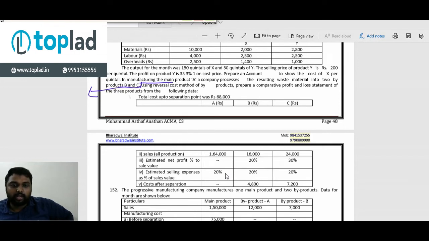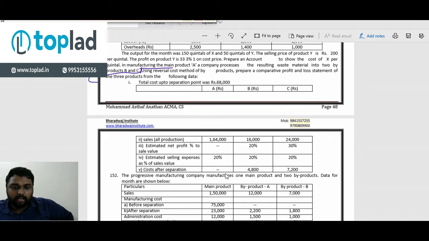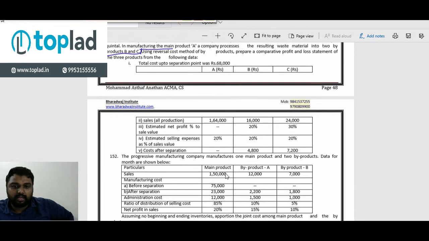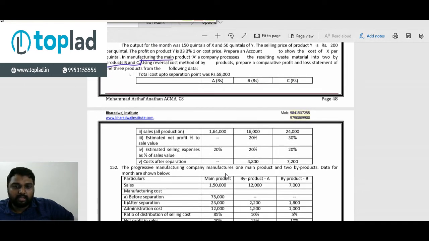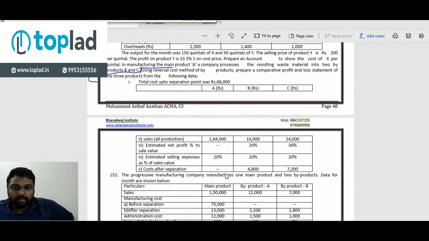What are the products? Details. Total cost up to separation, which is 68,000. So if you take the details, A, B, C, sales data is there, estimated profit. See, they have given it for B and C.